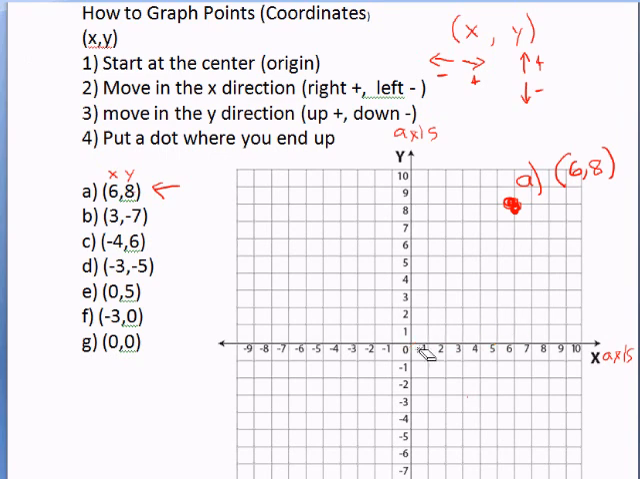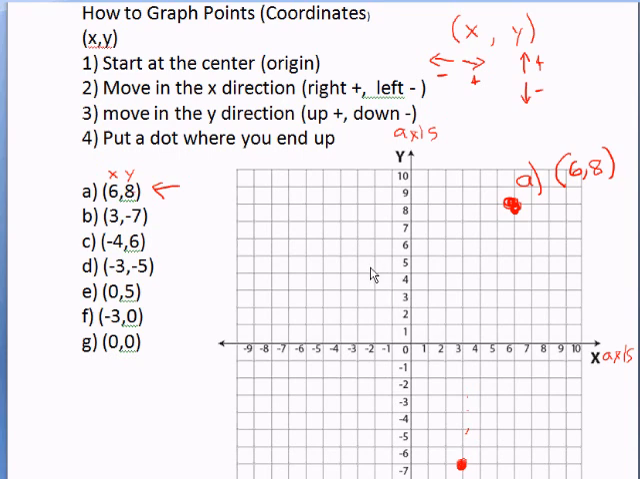Okay, now let me erase the other mess I have here. So let's graph the rest of these. B is 3, negative 7. We start at the origin, we move in the x direction. Positive 3, 1, 2, 3. Now we move in the y direction, negative 7. 1, 2, 3, 4, 5, 6, 7. And then we put our dot.